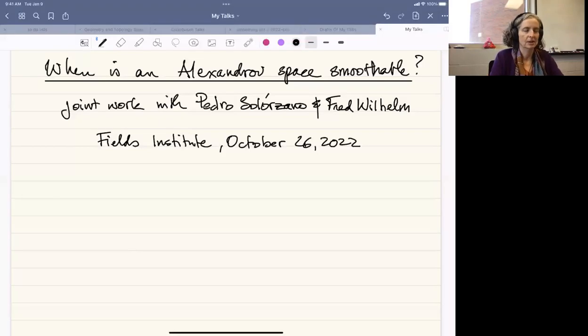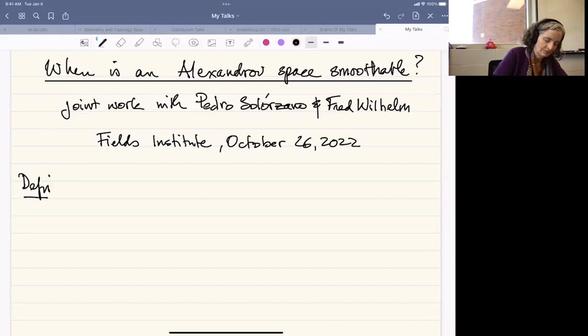A neutral generalization of Riemannian manifolds with a lower sectional curvature bound. I'm going to give the definition. I'm pretty sure most of you know it, but just one definition. So we say an Alexandrov space, we define it as follows.